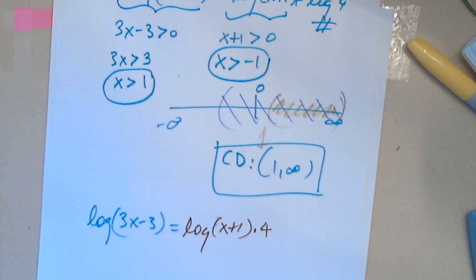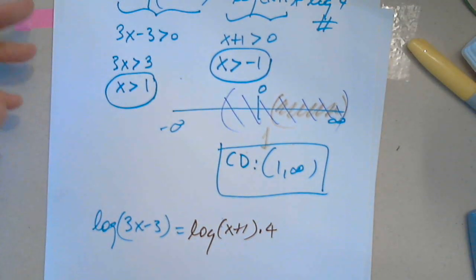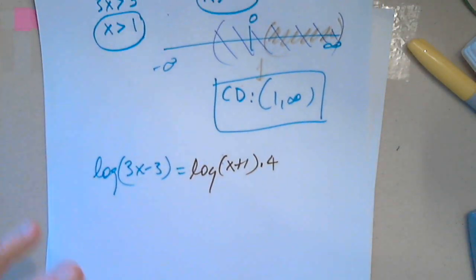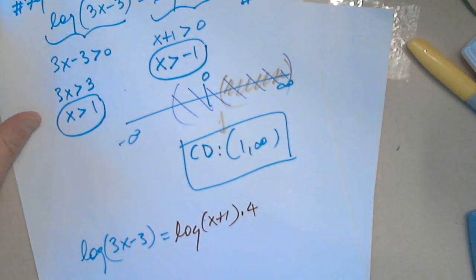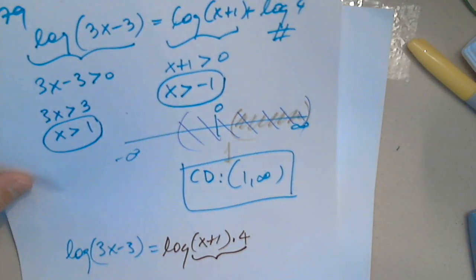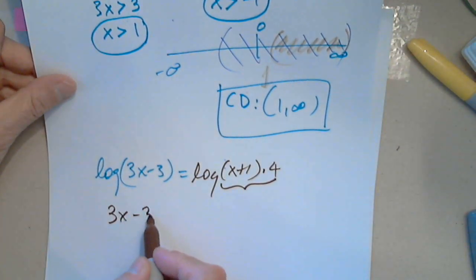What happens next? Where do we go from here? Do we need to change it into an exponential equation, or can we go ahead and say we know what has to happen? Since both have the same base, we would set 3x minus 3 equal to the 4 times x plus 1. Wait, do we have to distribute the 4 on the x plus 1? Yes, we will multiply. Exactly. Awesome. This is the correct answer. Very good.